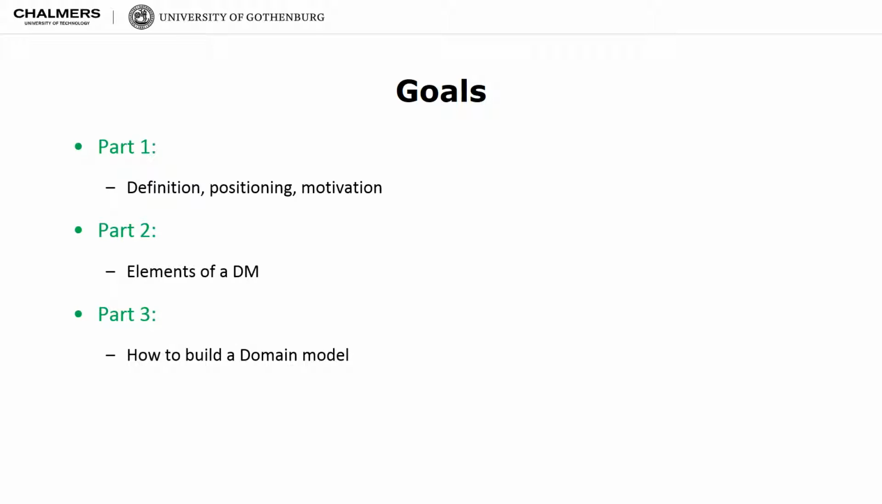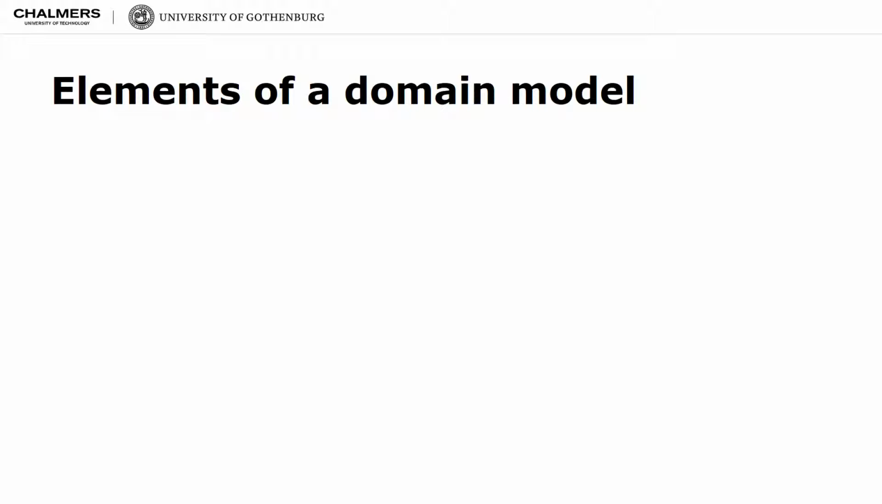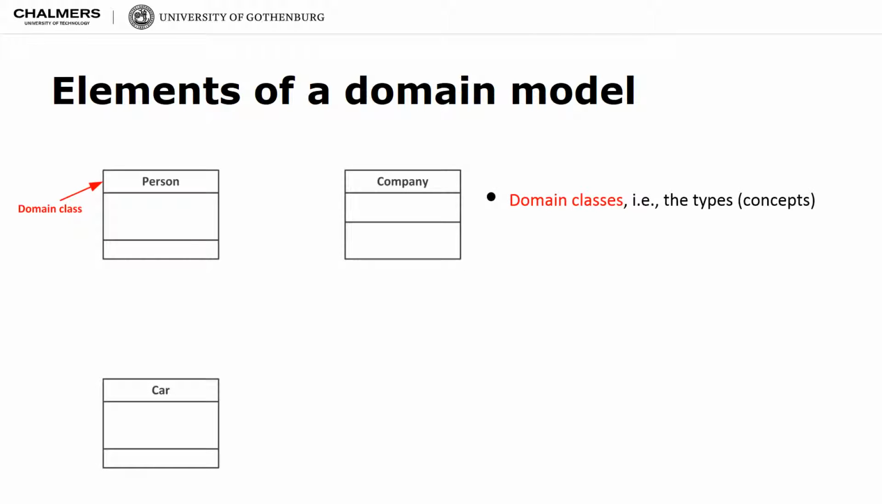In this second part, we will focus on the elements that are included in a domain model. A domain model can be captured using a UML class diagram. You are familiar with UML class diagrams, but in this slide we will briefly recap the key elements.